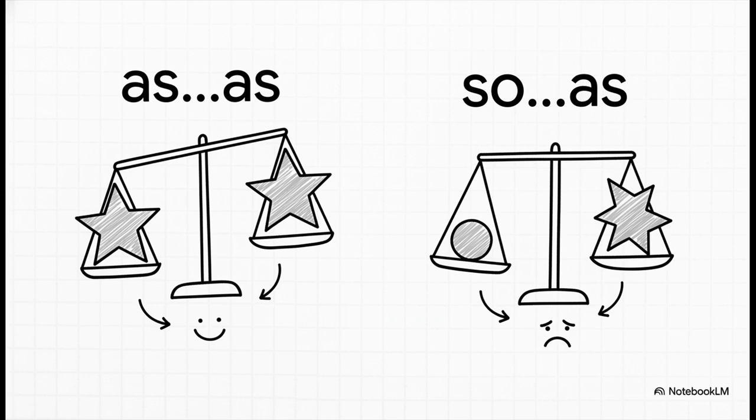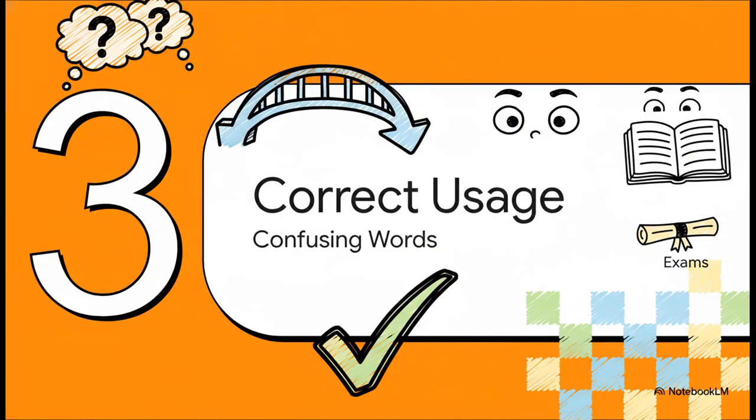She's not so clever as you think. All right, let's move on to some common stumbling blocks. We're going to look at some pairs of adjectives that often cause a bit of confusion. But the good news is the rules are actually quite simple once you get the hang of them.